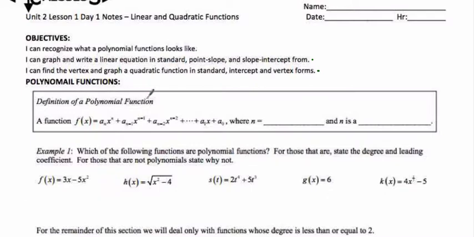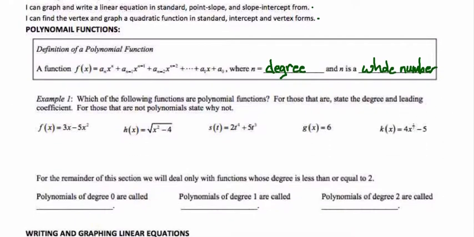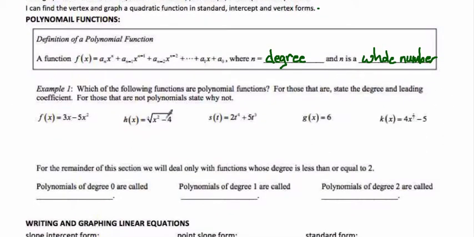All right, so the definition of a polynomial function is a function in this form where n is the degree and n is a whole number. So we want to be able to recognize which are polynomial functions when we see them. So which of the following functions are polynomial functions? For those that are, state the degree and leading coefficient. For those that are not polynomials, state why not.